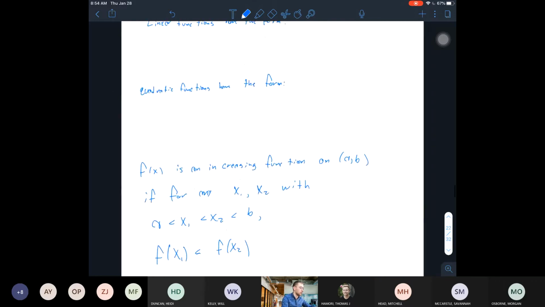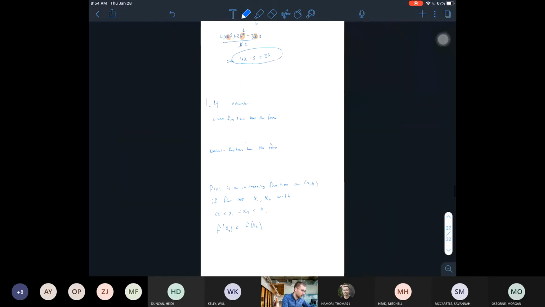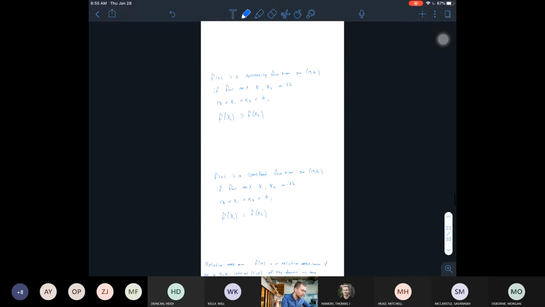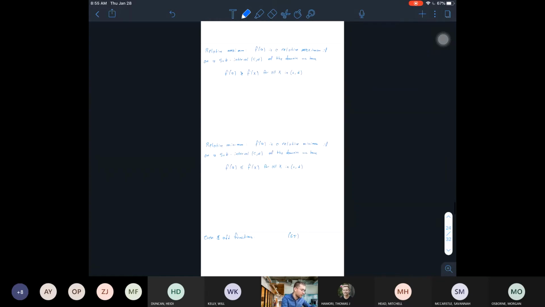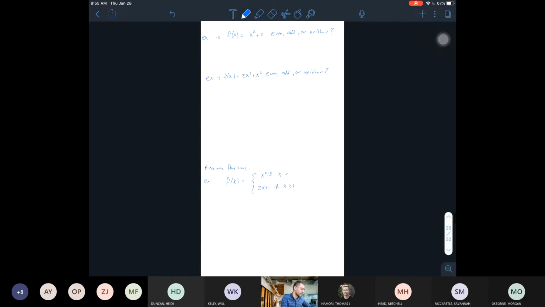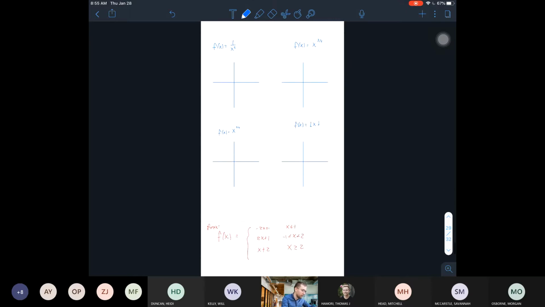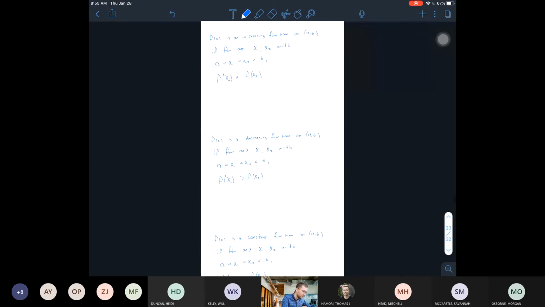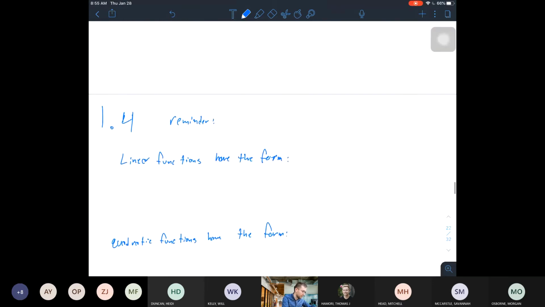So this is a new section. This is section 1.4, which has all to do with, well, we learn a couple of function properties, including increasing, decreasing, constant. We learn about maxes and mins. We learn about even and odd functions. We learn about piecewise functions, and then we're going to learn a whole bunch of common functions, which we need to kind of memorize in life in general, I guess. Okay, so let's start at the beginning.